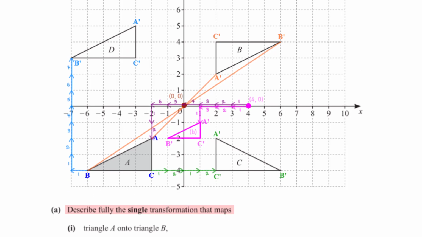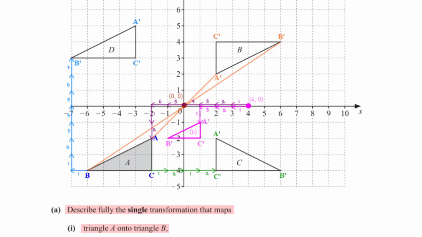Describe fully the single transformation that maps triangle A onto triangle B. When we look at triangle A and its image triangle B, we can tell straight away that this is a 180-degree rotation. So now we need to identify the center of rotation.